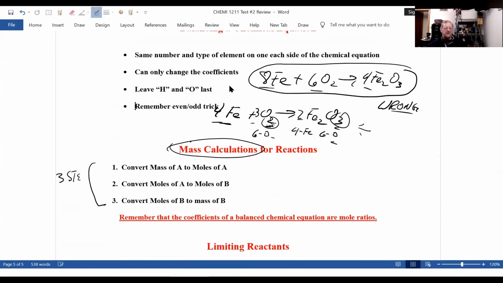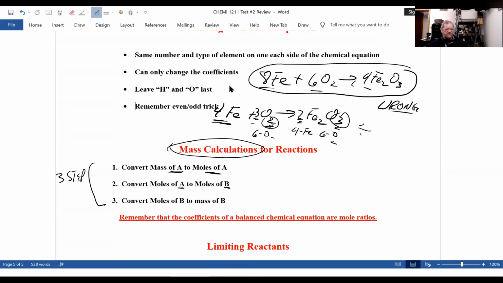You can't do it in one step. Whatever you're given a weight of, you convert to moles. Now, using the balanced chemical equation, remember the coefficients are molar ratios. 4 moles iron, 3 moles of oxygen give us 2 moles of ferric oxide. And therefore, you can convert A moles to moles of B.